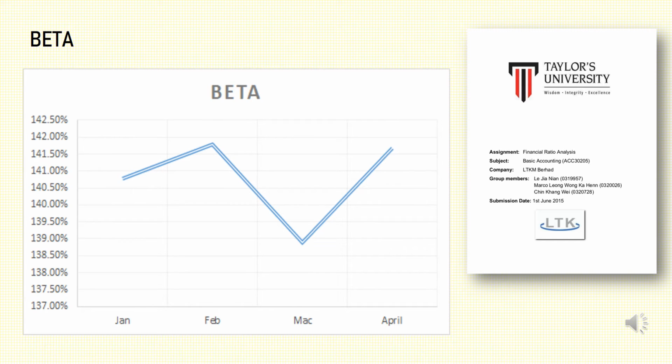The figure above shows that the beta percentage of the LTKM Berhad company increased to 141.80% in February from 140.77% in January. In March, however, this figure drops dramatically, to 138.88%, and is up to 141.68% by April.